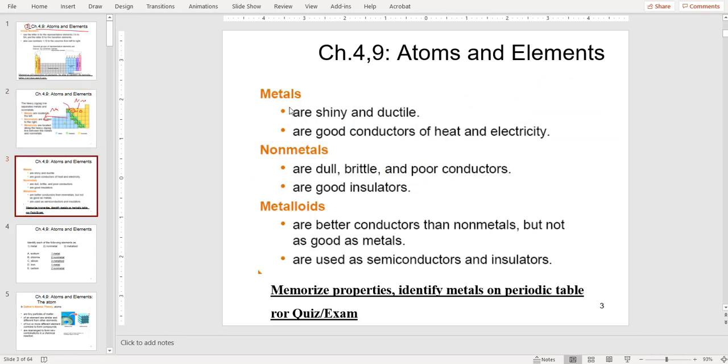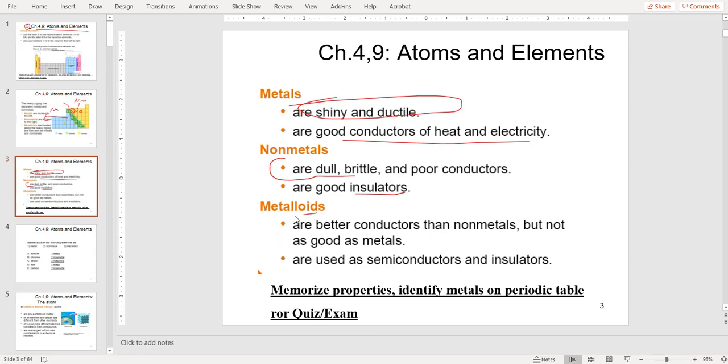Know the properties, which are actually pretty easy. Metals are shiny and ductile, just like wire, for example. Ductile means they can be pulled into wires. They're good conductors of heat and electricity. Nonmetals are the exact opposite: dull, brittle, and good insulators. So charcoal cannot conduct electricity, for example, and it's very brittle.